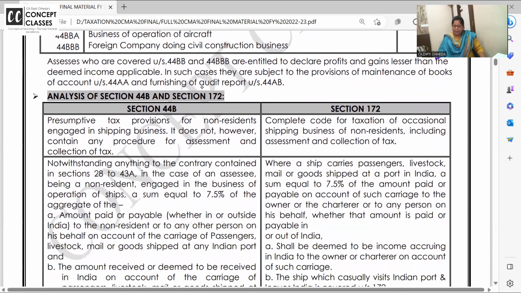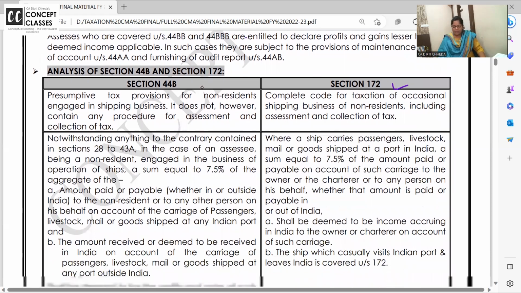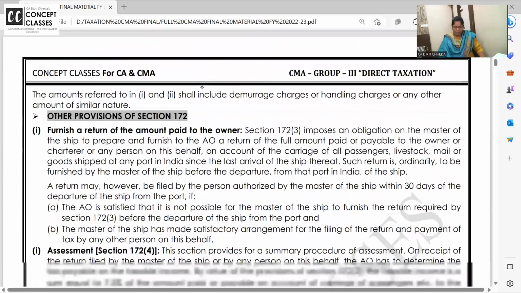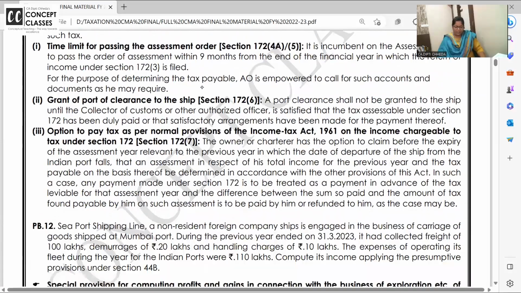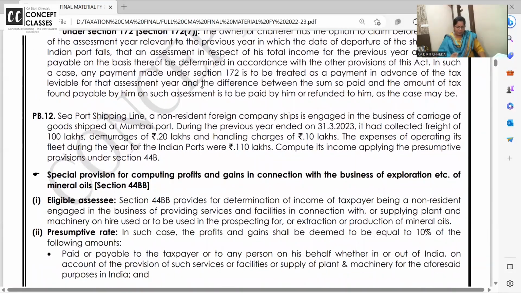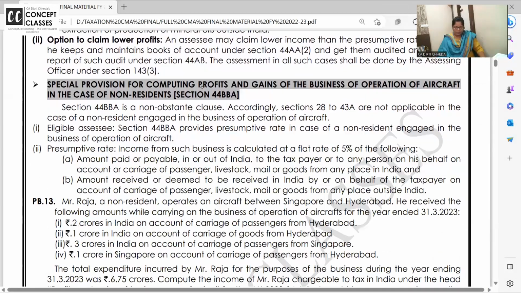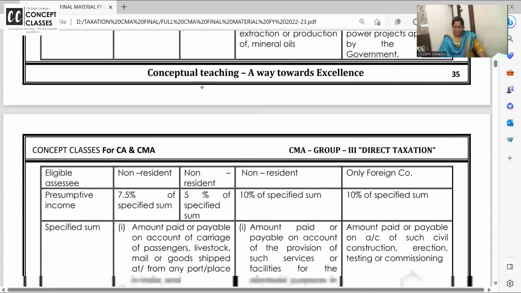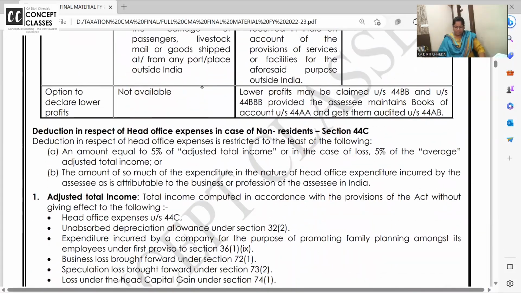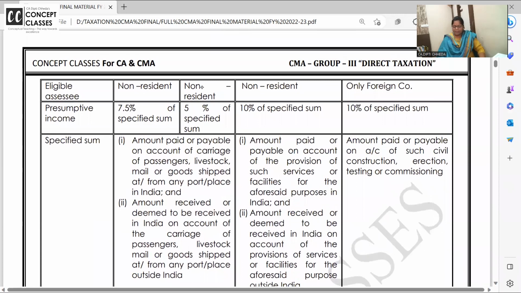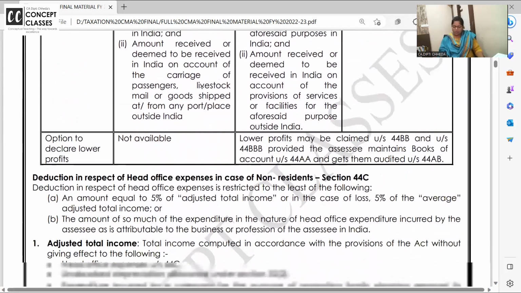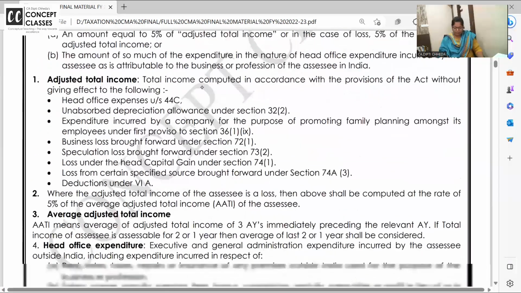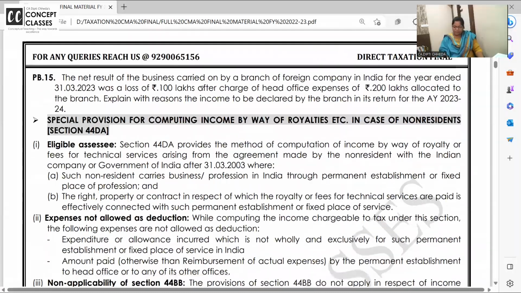If the shipping business is temporary, they can go for section 172, and if it is permanent, then this applies. Right. So like that we have solved problems also yesterday. The 12th problem, 13th, 14th, we did all these problems yesterday, and in detail we have studied the comparatives also. For the 10% non-resident and the construction business, a foreign company has an option. If they want, they can show a lower rate of profit. Okay. Right.